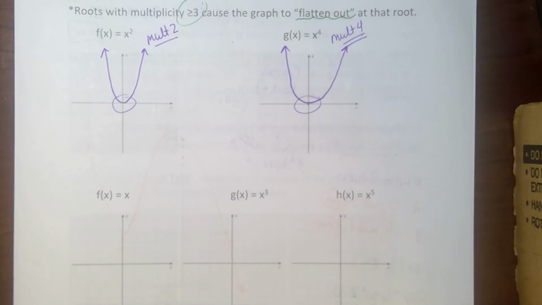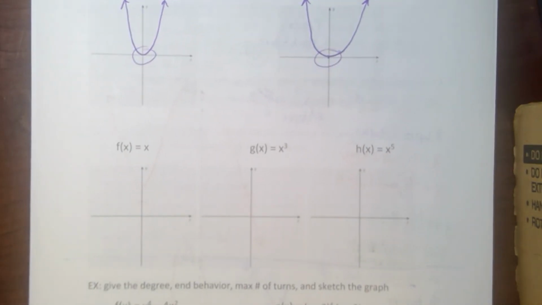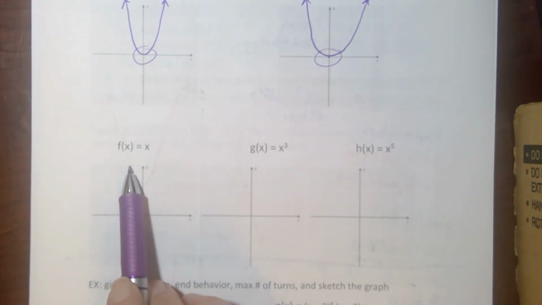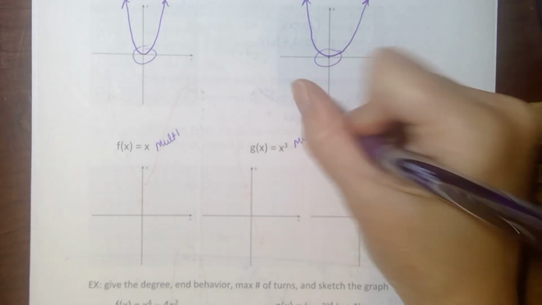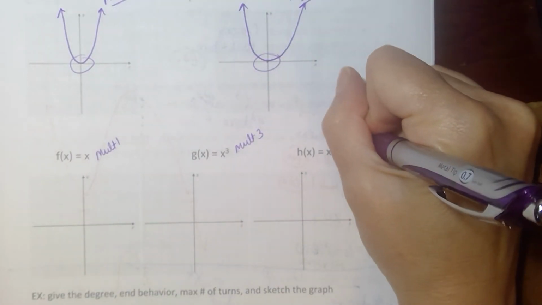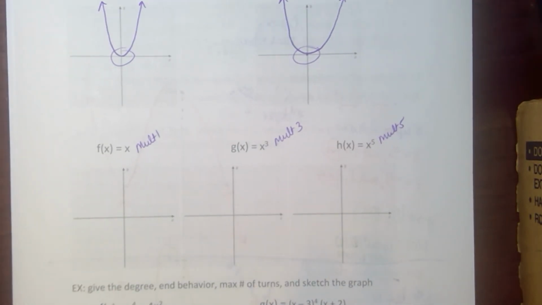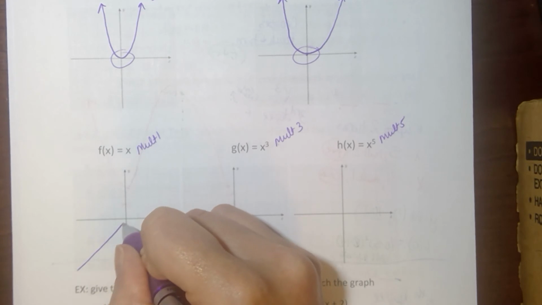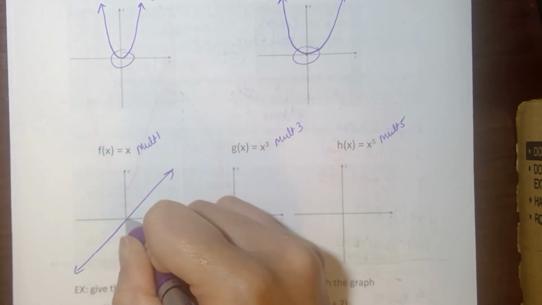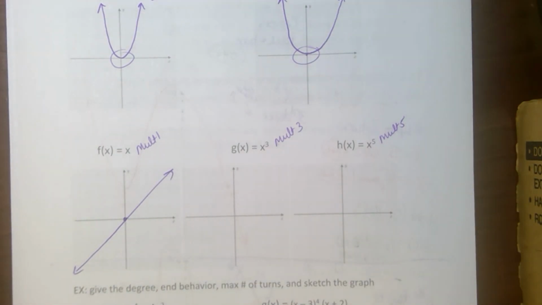Let's think about some examples of odd multiplicity. We have the difference between f of x equals x, x cubed, and x to the 5th. We have multiplicity 1, multiplicity 3, and multiplicity 5. So these are all odd multiplicities. They're all going to cross. But how do they cross? Well, f of x equals x, that's my parent linear function. It's a slope of positive 1 through the origin. It just shoots right across the x-axis.